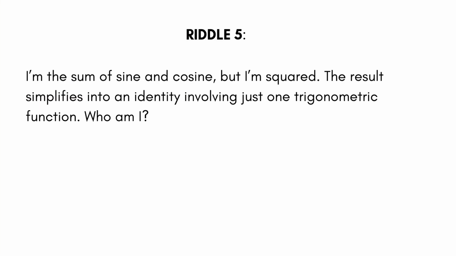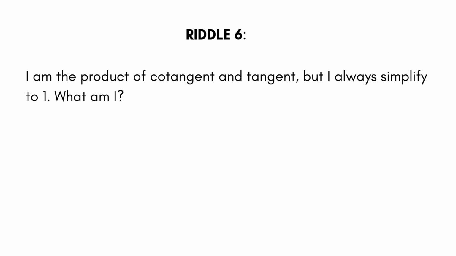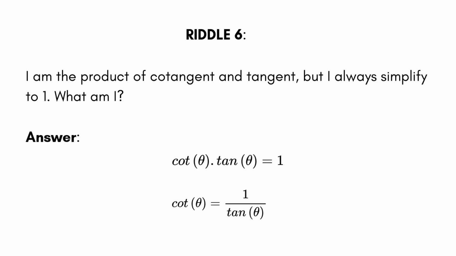Riddle 5. I'm the sum of sine and cosine, but I'm squared. The result simplifies into an identity involving just one trigonometric function. Who am I? Answer. Sine square theta plus cos square theta is equal to 1. Riddle 6. I am the product of cotangent and tangent, but I always simplify to 1. What am I? Answer. Cot theta into tan theta is equal to 1. Cot theta is equal to 1 by tan theta.